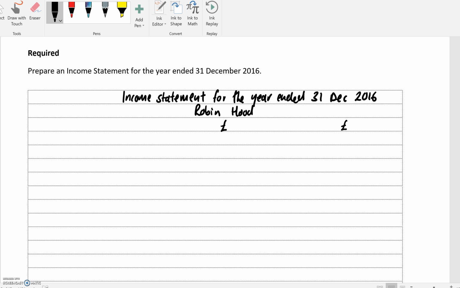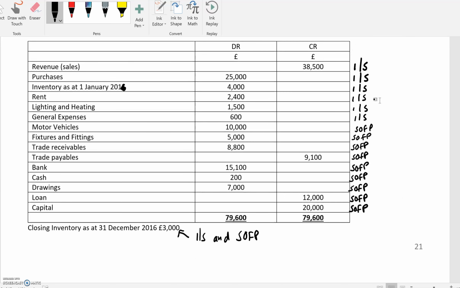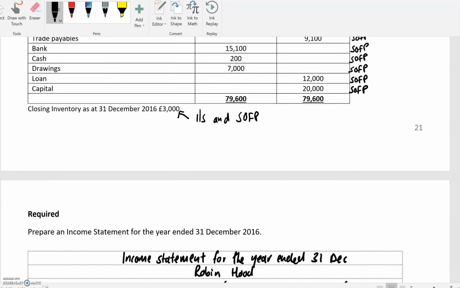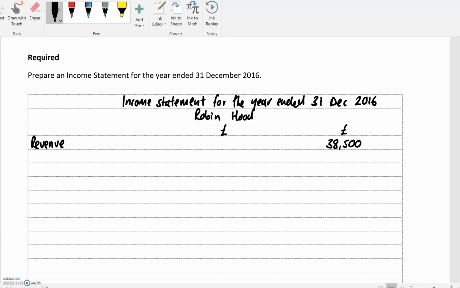And if you remember the layout of the income statement, you always start with revenue or net revenue. The figure that we got for revenue here is 38,500. So I'm just going to go back up for 1 second and check that figure is correct. It is, so I can mark that off. I have now dealt with that particular element of the income statement. We don't have any returns or revenue returns, so we don't have to put that in. So the next one is cost of sales.